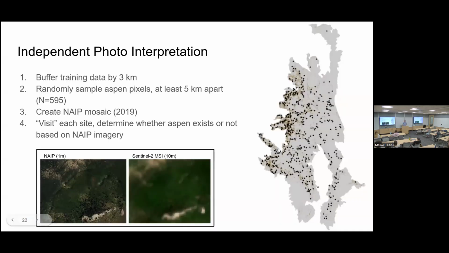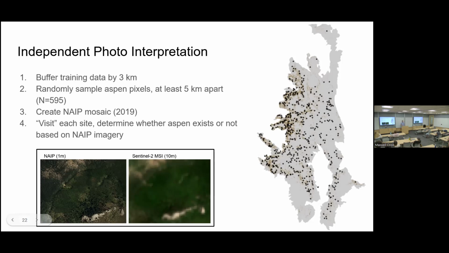So we did an independent photo interpretation campaign, similar to how we built our training data, but really relying on this NAIP 1 meter resolution, high resolution imagery. That's shown down here at the bottom, with the comparison between a NAIP image and a Sentinel-2 MSI image. So you can see that we have a lot more opportunity to identify these Aspen stands using high resolution imagery.